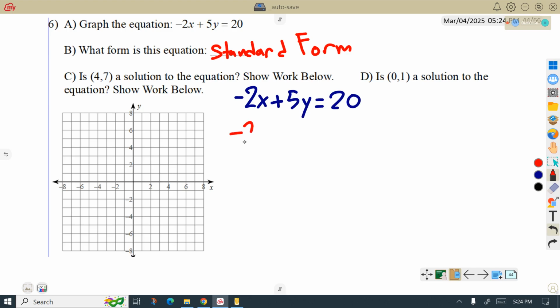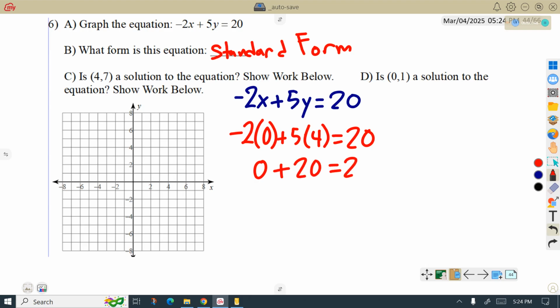Let's see. What if x was equal to 0? Then what would y have to be so that I get 20, okay? And you should see that y would have to be 4, right? Because this is 0 and 5 times 4 is 20, so the only way that I get 20 equals 20 is if y is equal to 4. So what that tells me, this is a point, right?